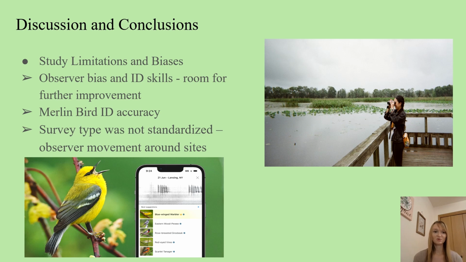And then we also had different survey, not types, but we moved around our sites. So we didn't do a typical point survey or a transect survey, but we kind of randomly moved around our sites. We didn't pick one spot and sit there. And so that's something that we could standardize for next time.